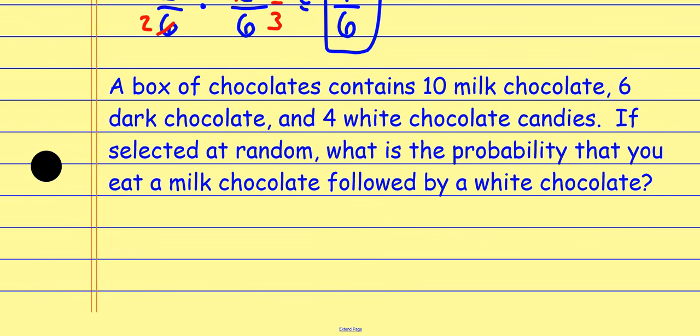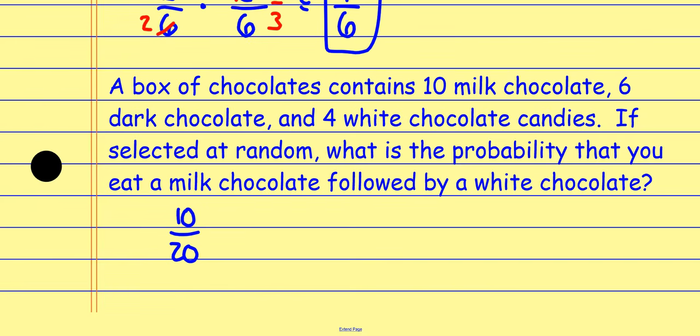This one, a box of chocolates contains 10 milk chocolate, 6 dark chocolate, and 4 white chocolate candies. If selected at random, what is the probability that you eat a milk chocolate followed by a white chocolate? Okay. And so again, we just kind of put ourselves in this situation and say, all right, what's the probability of a milk chocolate? Well, it's 10 out of, looks like a total of 20. So it's 10 out of 20.